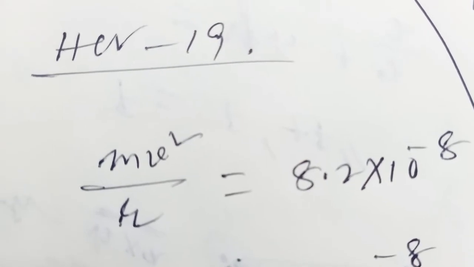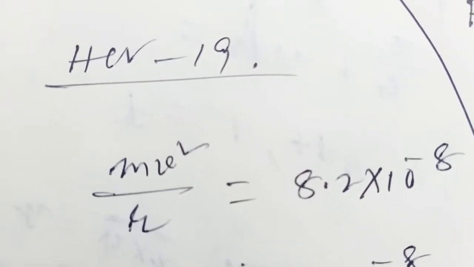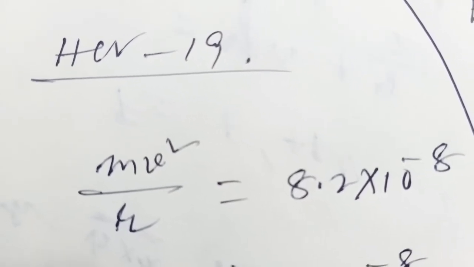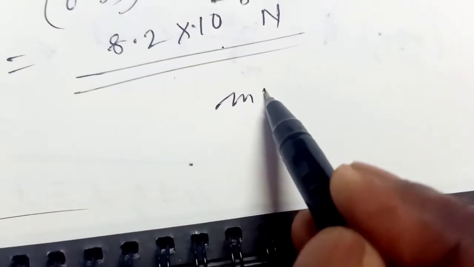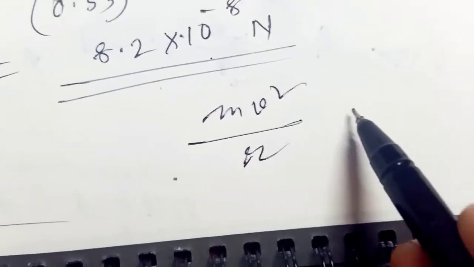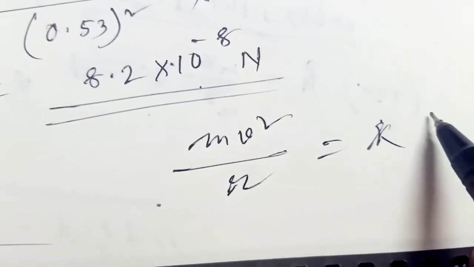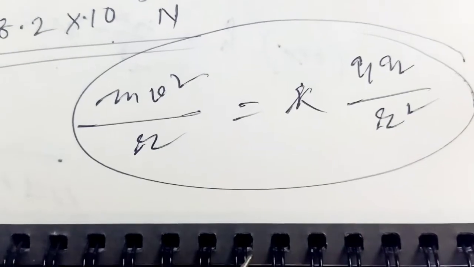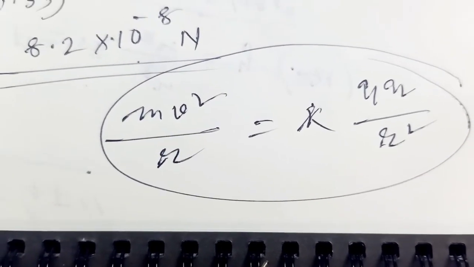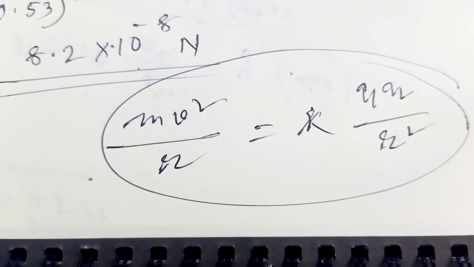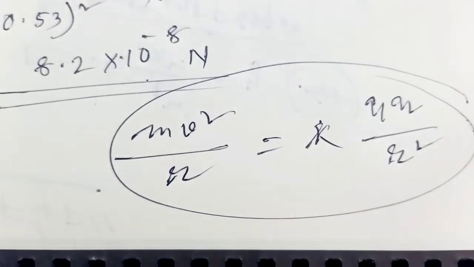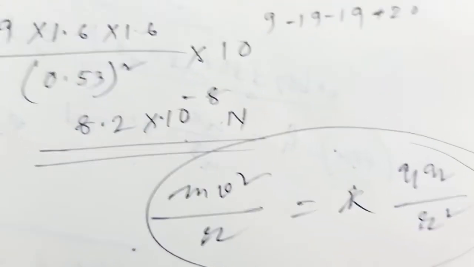The difference from 18 to 19 is that here we applied the centripetal force equal to the Coulombian force. The centripetal force means mv square by r, and you have to equate it to K, that is constant, into q1 q2 by r square. And this Coulombian attractional force is equal to the centripetal force. Means when a particle moves in a circular path, then the centripetal force is provided only by the Coulombian attractional force. So you have to equate this and calculate the velocity.